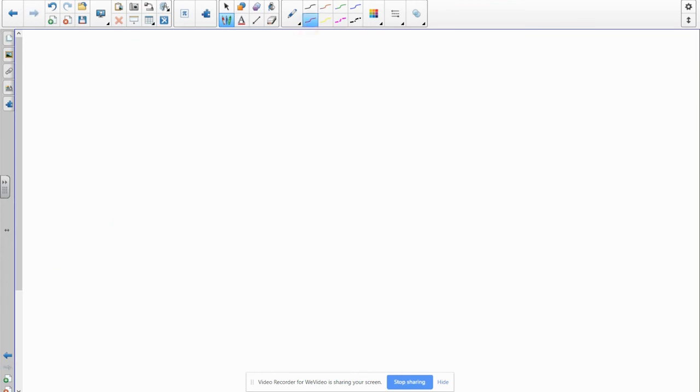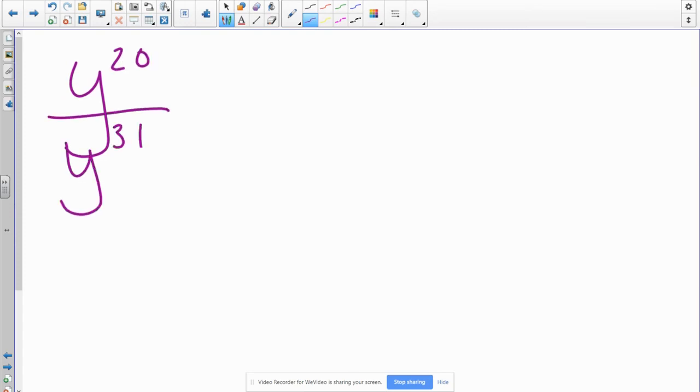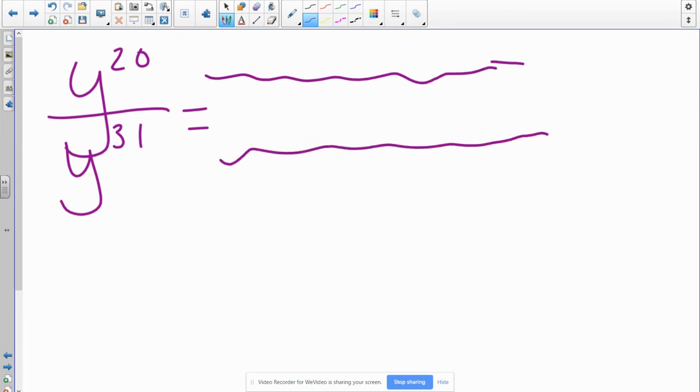Let's go y to the 20th over y to the 31st. Again, I could sit here and write out 20 y's on top, which would take me a long time. We'll pretend that's 20 y's, and 31 y's on the bottom. And then I'm just going to visualize that. If I pair those up, I'm going to pair up 20 y's. That would leave me with no y's left, a bunch of 1's in the top, and that would leave me with the 11 y's in the bottom. Or you can use your subtraction idea.